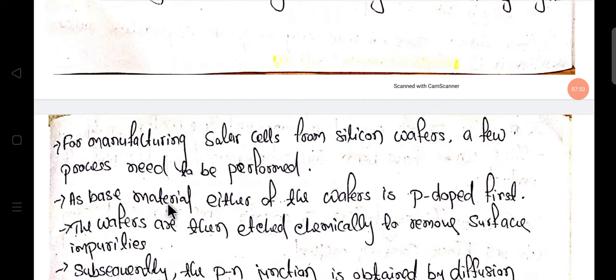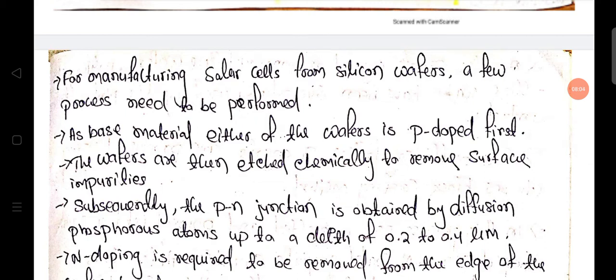The wafer is P doped first, since in a solar cell there is a P-N junction. The silicon is pure silicon, but we need a P-N junction, so we need doped silicon, that means one P type silicon and one N type silicon. Then we get a P-N junction and use it as a solar cell. So first of all, the wafer is P doped.